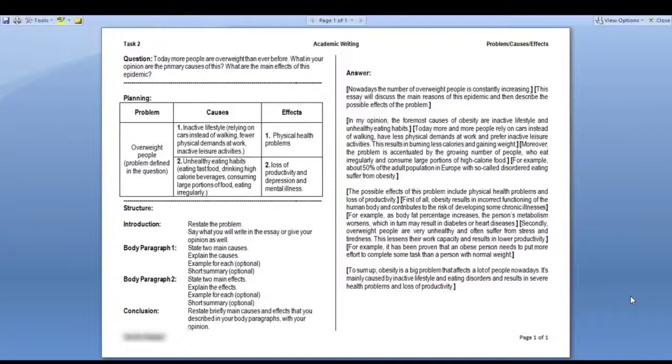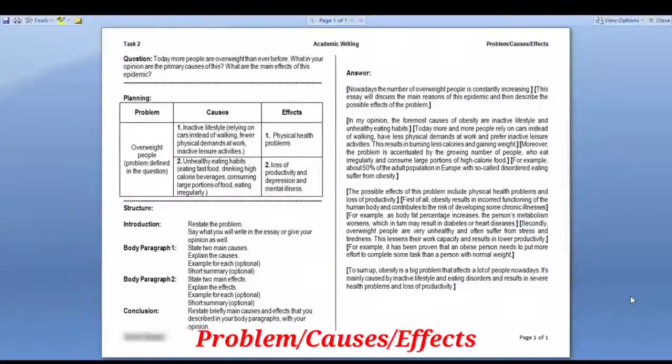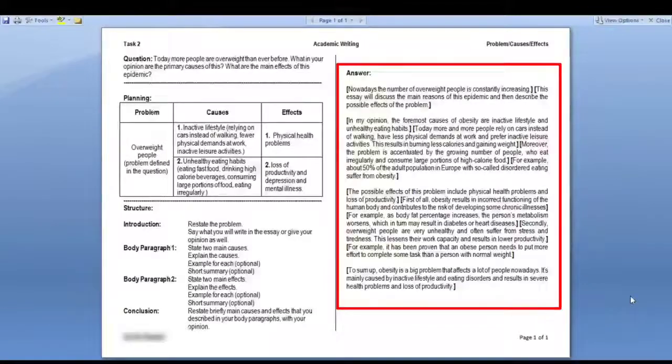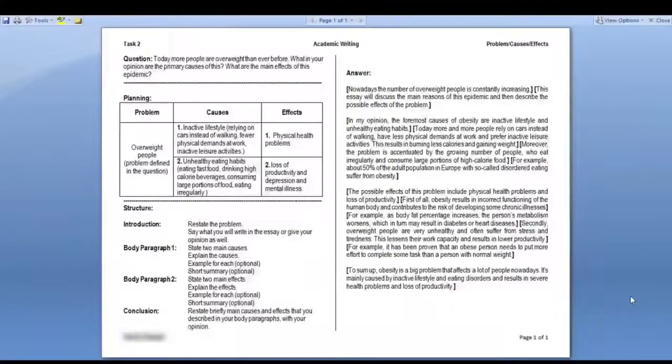As you can see in this video, there is a page in front of you that gives you a sample answer for one of the questions that you can get in your writing task 2. This question is based on problem, causes and effects. Now this page is divided into 2 portions. The right hand side will be the answer that we'll be going through later on in the video. And the left hand side is divided into 3 portions. One of them is the question, planning and structure.